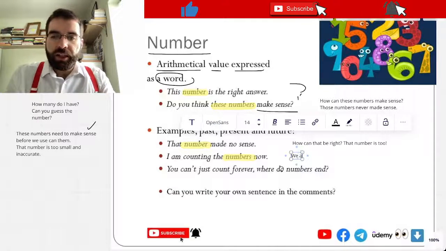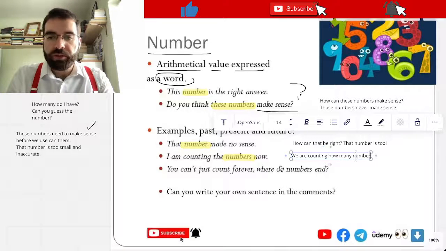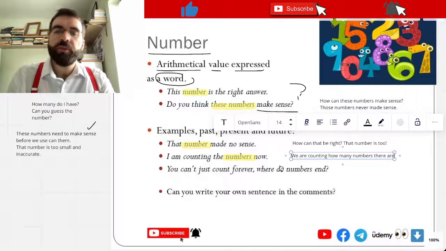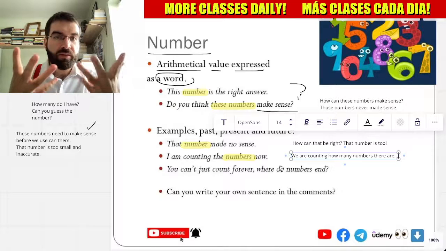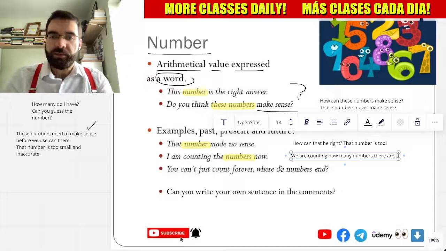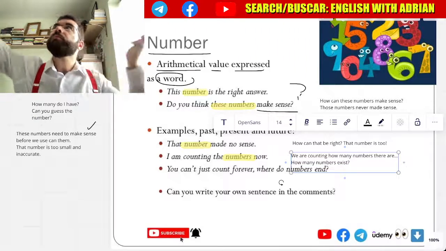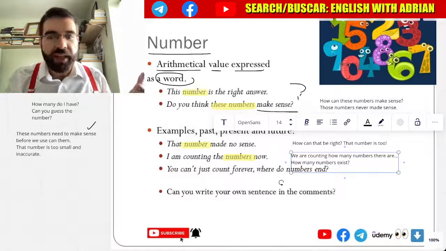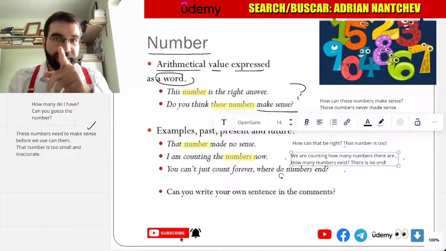We are counting how many numbers there are. 1, 2, 3, 4, 5, 6, 7, 8, 9, 10. How many numbers exist? Well, there's no end. There is no end. Yes! How cool is that?